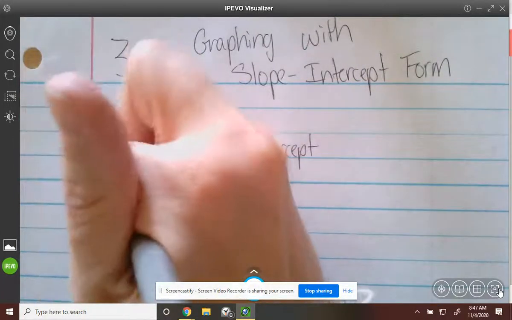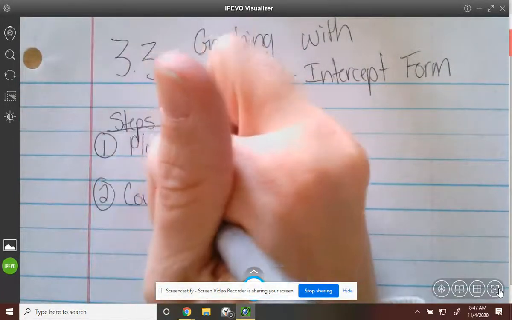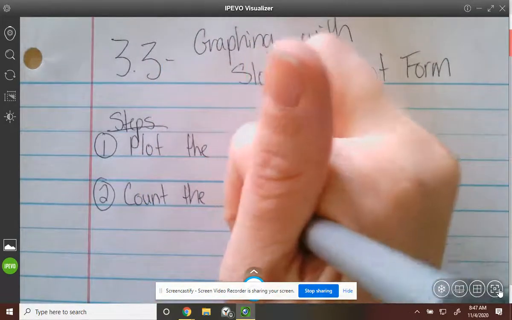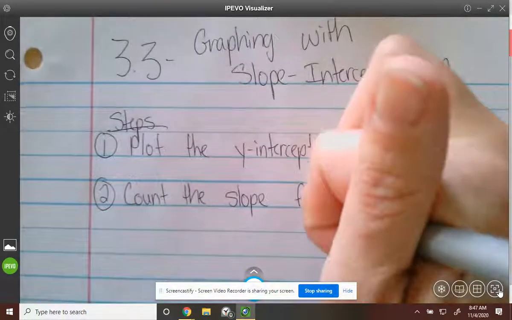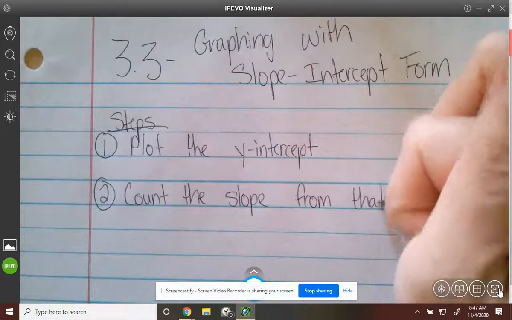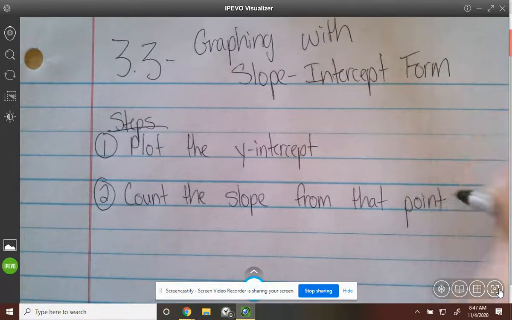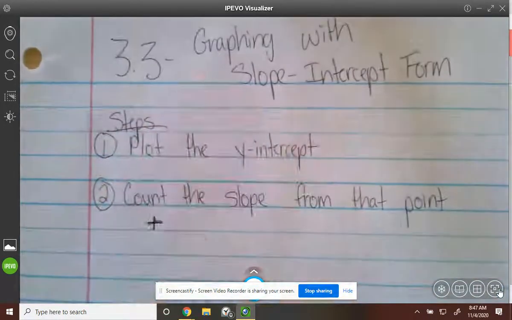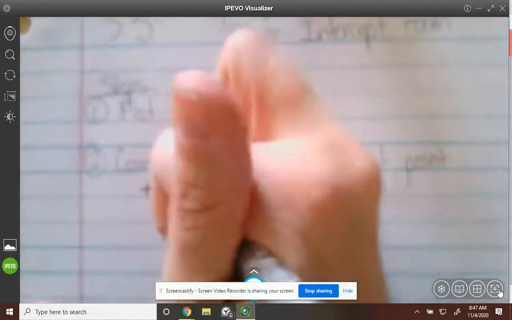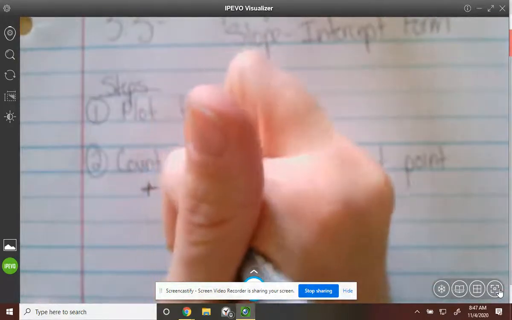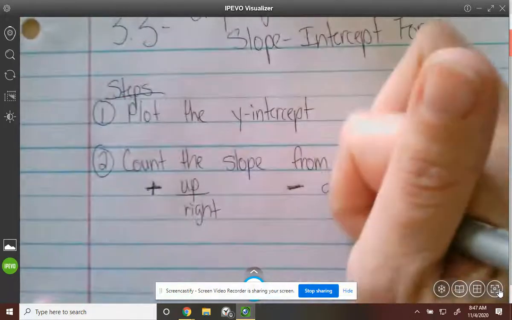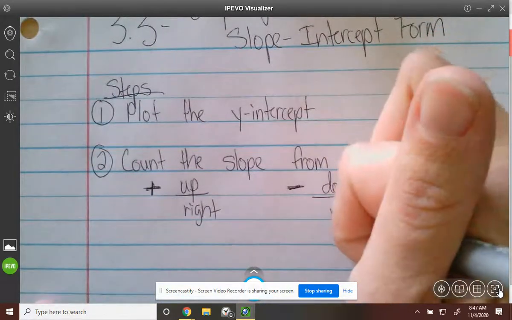Step two is you count the slope from that point. So remember, if it is a positive slope, we're going up and to the right. If it is a negative slope, we're going down and to the right.